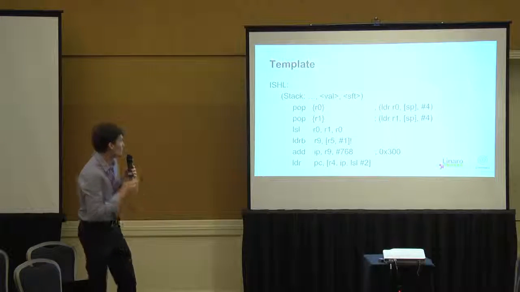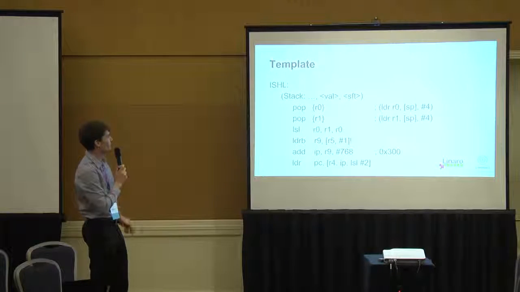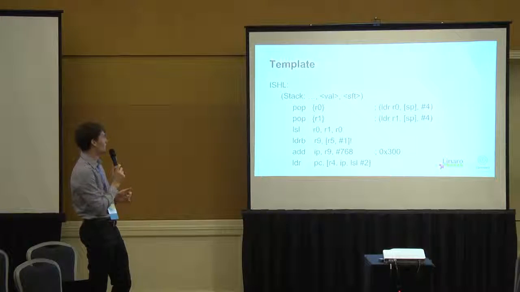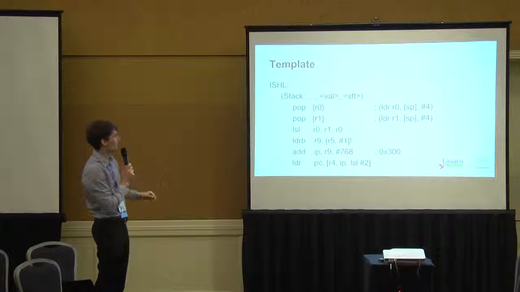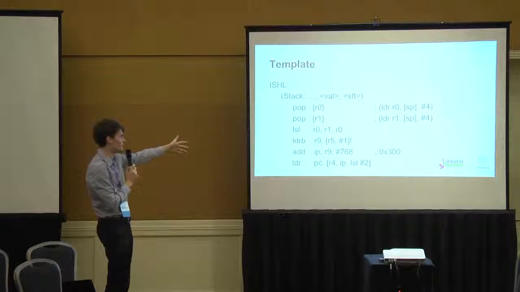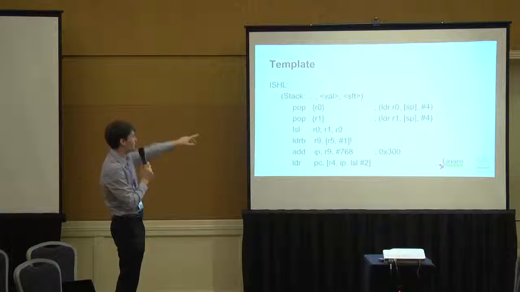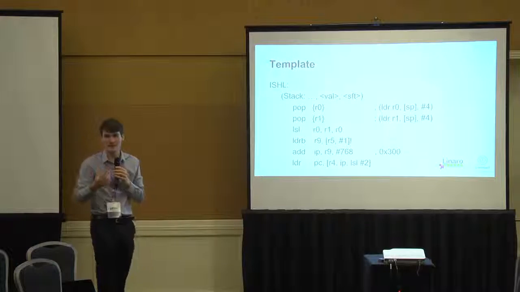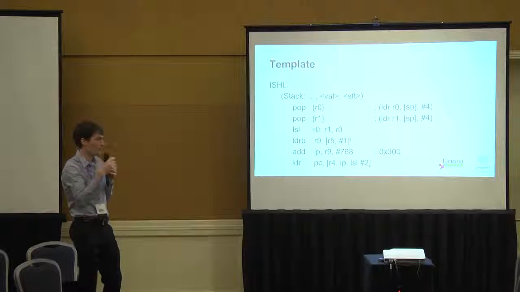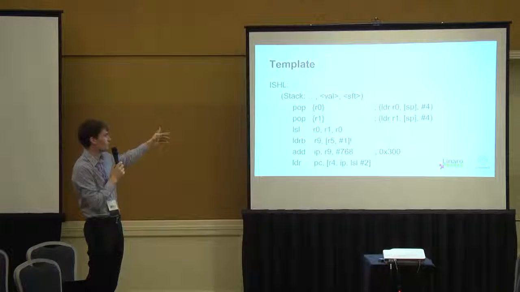Okay. So just to give an example of some of the features of the interpreter, this is the template, well, the code that's generated for an integer shift left in Java. As it's stack-based, you can see that it pops the two arguments, the value and the shift, does the operation, and then at the end dispatches the next bytecode. Just a couple of things to note: for the two pops, the interpreter actually caches the top of stack value in the registers R0 or R1, or D0 and D1. So it doesn't actually always push and pop.